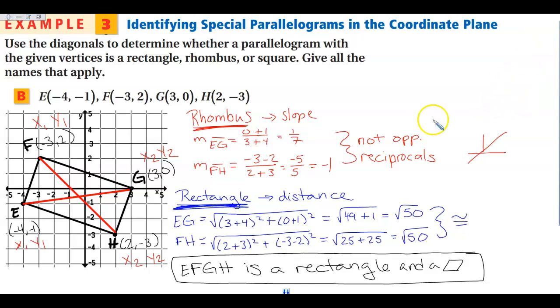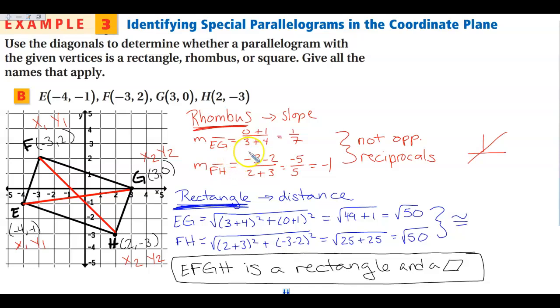All right, if we look at the rectangle, I'm looking at the lengths of the diagonals. Okay, they are congruent. They are the same length. So we know that EFGH is a rectangle and a parallelogram. Okay, but it is not a rhombus, so it cannot be a square.